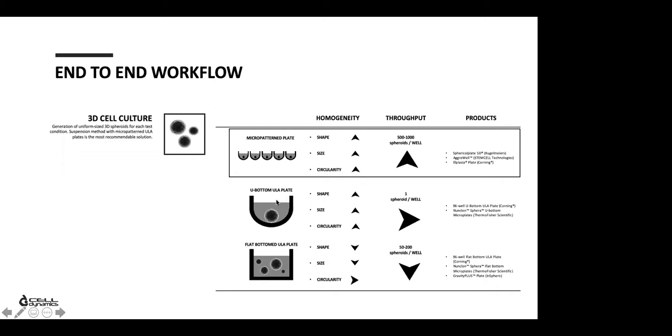For what regards the U-bottom plate, in that case, we have only one spheroid in every well. So the major pain point is that this kind of reagent asks a higher effort in pipetting to manually transfer and group spheroids from the well inside the single sample holder tube. We have already tested all these products, so our most recommended solution are these kind of plates, but you can, of course, still continue working with your suspension method for 3D cell culture generation.